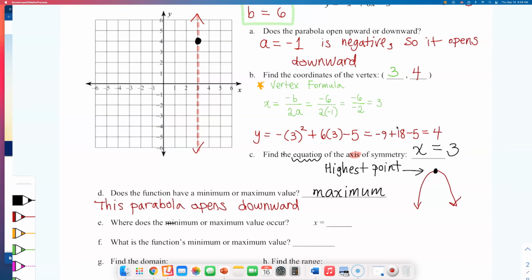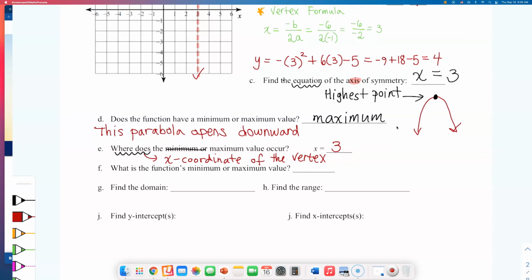That's what the next question is. And I almost made a mistake on the first video. When they're asking for where that happens, I'll tell them the x coordinate of the vertex. And x coordinate of the vertex is 3. X equals 3.